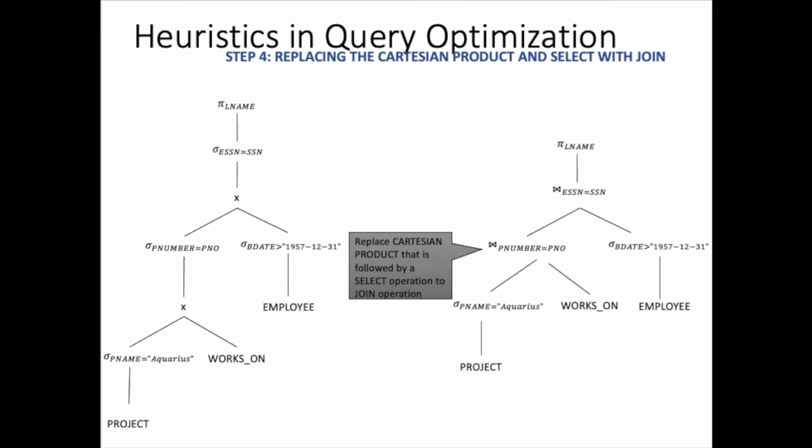Step 4 is replacing the Cartesian product and select with the join operation. Okay, so we know from the previous modules that yung Cartesian product then select is equivalent to the join operation. However, yung Cartesian product and then select is the naive version of the join operation.